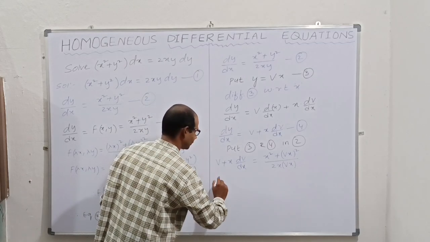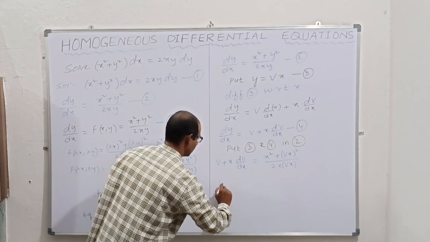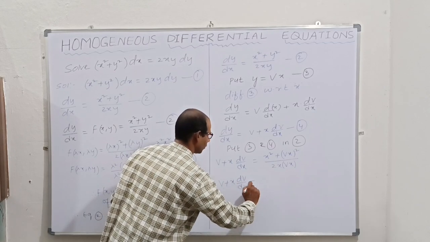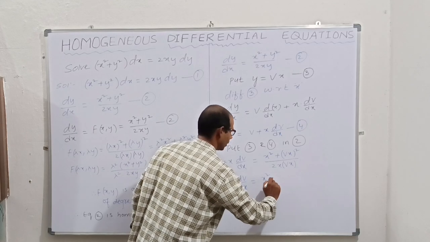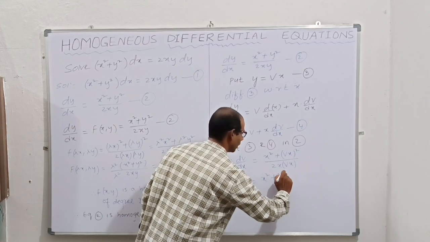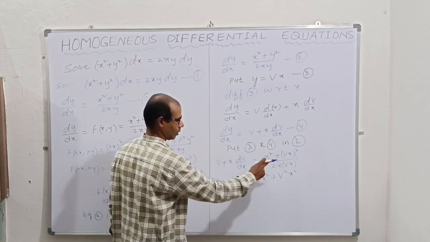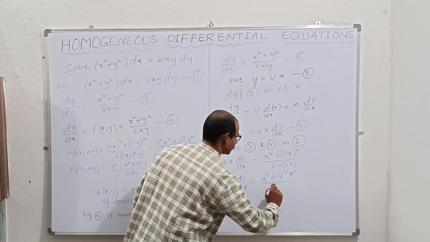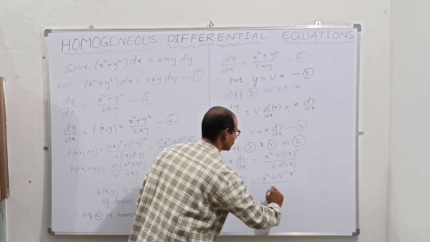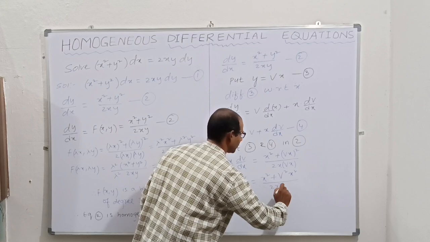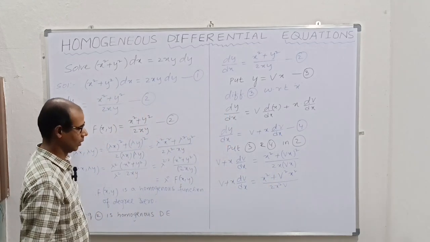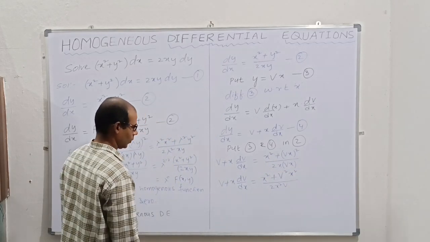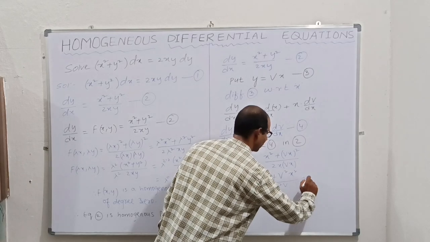Now we have to simplify. So therefore v plus x into dv upon dx is equal to x square plus v square x square, right? (vx) whole square means v square x square, upon x into x, 2x square v. So x into x becomes x square, 2x square v. So now we can take out x square as a common factor from the numerator.